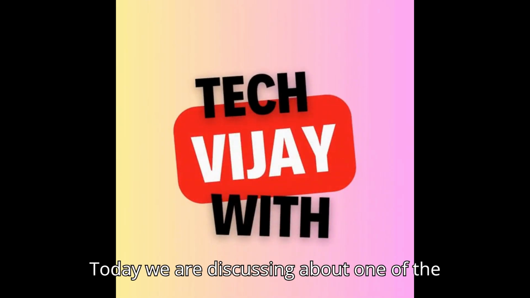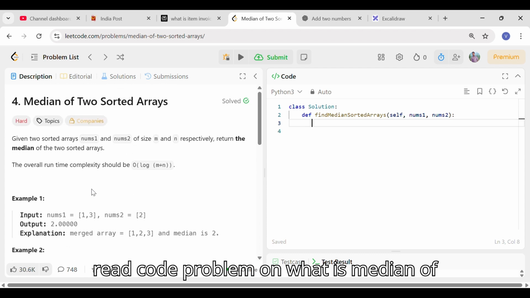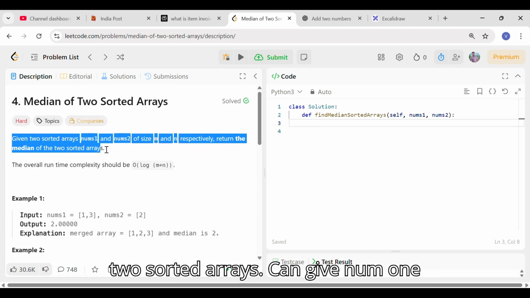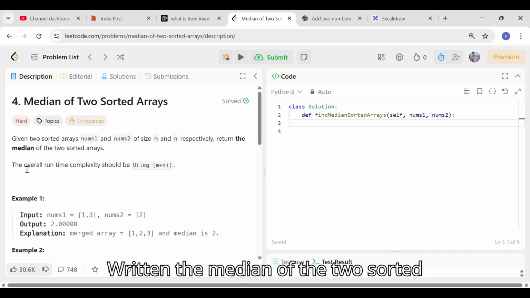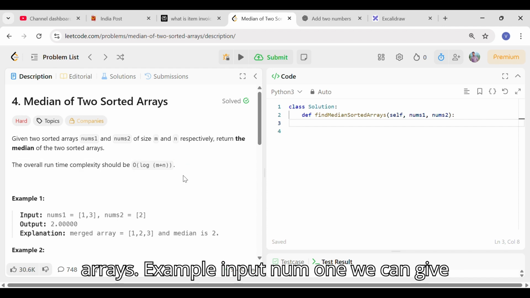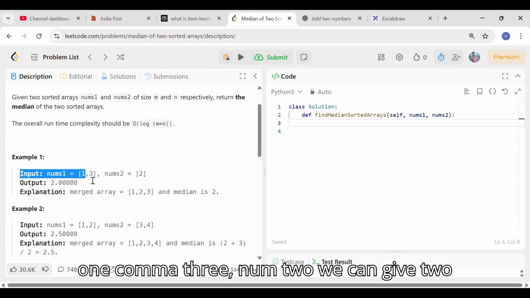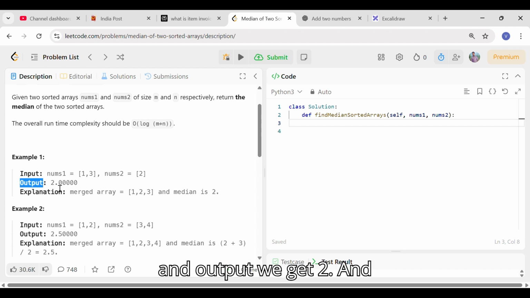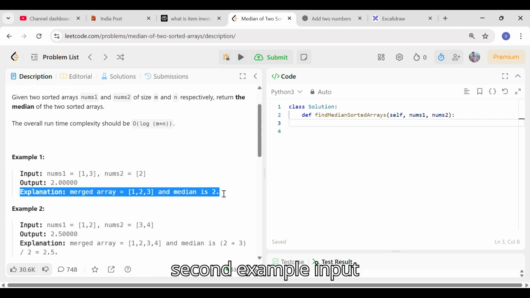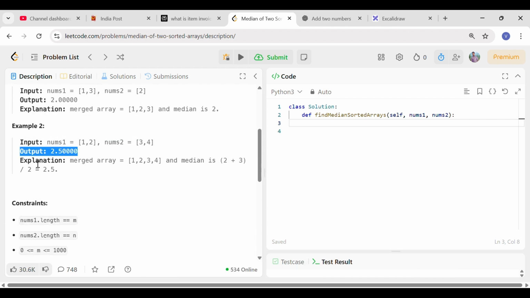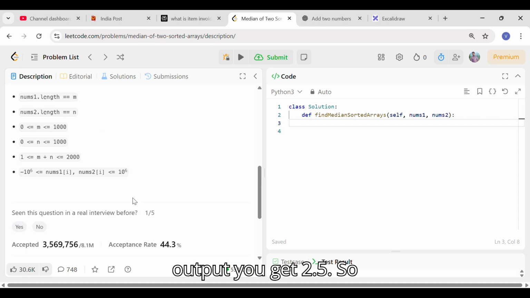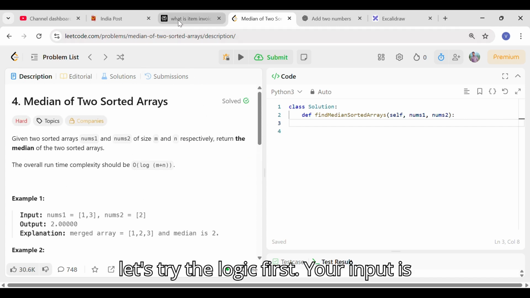Today we are discussing one of the LeetCode problems: median of two sorted arrays. Given nums1 and nums2 of size m and n respectively, return the median of the two sorted arrays. Example: input nums1 equals 1, 3, nums2 equals 2. Output is 2. Second example: input nums1 equals 1, 2, nums2 equals 3, 4. Output is 2.5. So let's try the logic first.